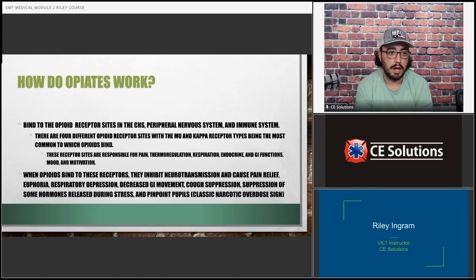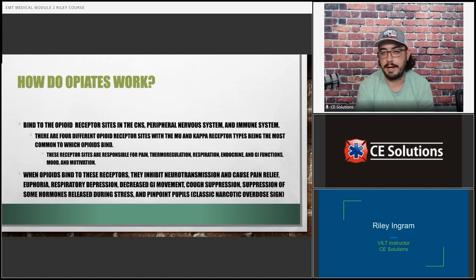Pretty important, right? When opioids bind to these receptors, they inhibit neurotransmission and cause pain relief, euphoria, respiratory depression, decreased GI movement, cough suppression, suppression of some hormones released during stress, and pinpoint pupils, a classic narcotic overdose sign.